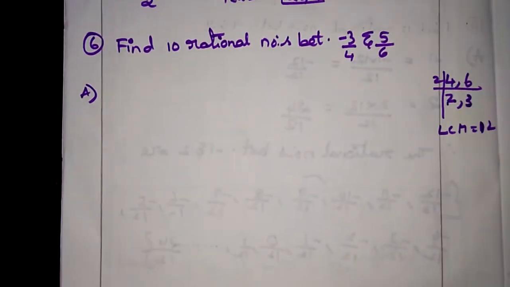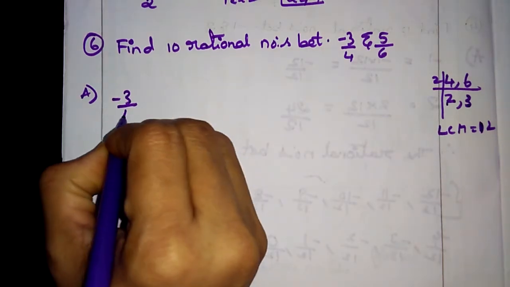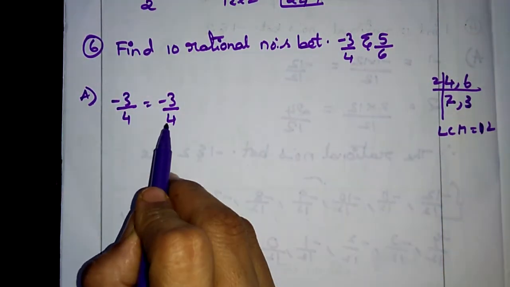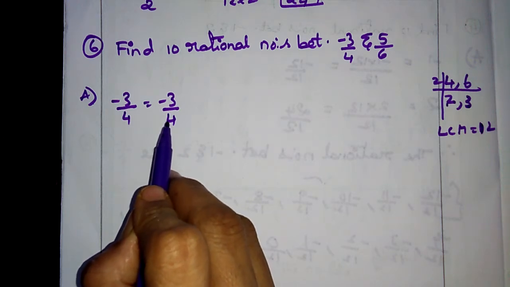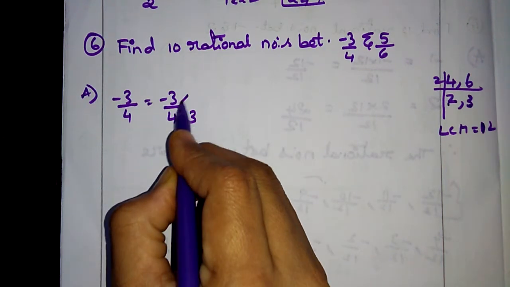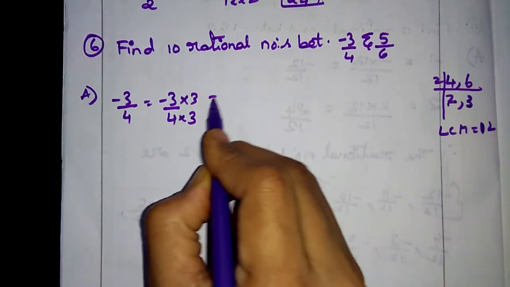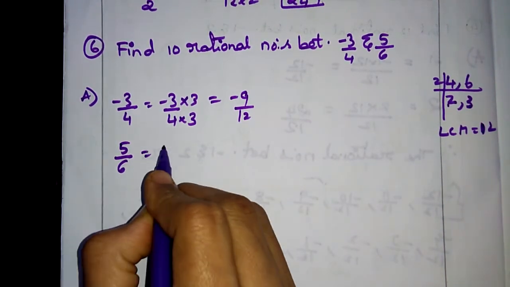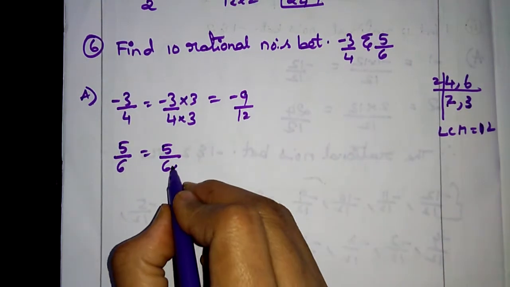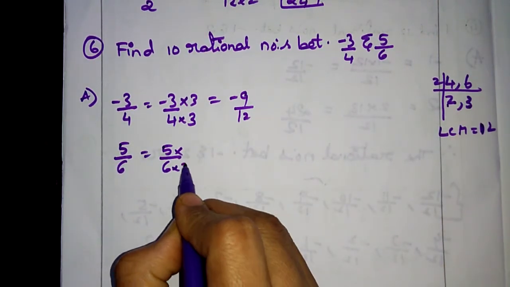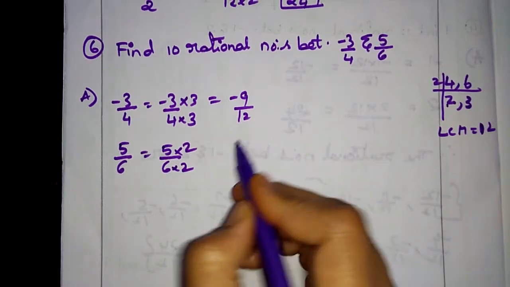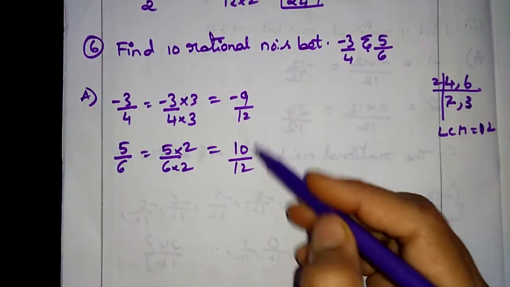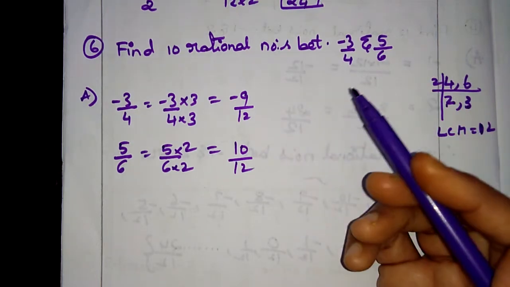is 12 now. Okay, take minus 3 by 4. Here this should be 12 now. It should be converted to 12. So into 3, into 3. Why? Because 4 3s are 12. Minus 9 by 12. Next 5 by 6. This 5 by 6 can be written with a denominator of 12. Yes, 6 2s are 12. So into 2, into 2. 5 2s are 10, 6 2s are 12. Now these two are like fractions.